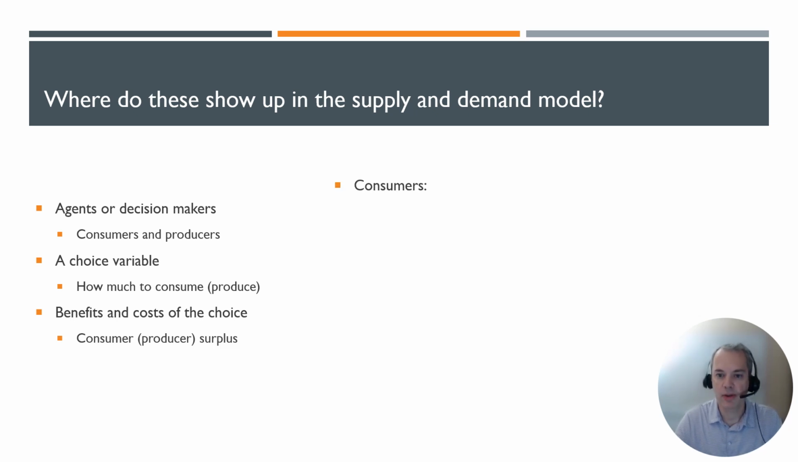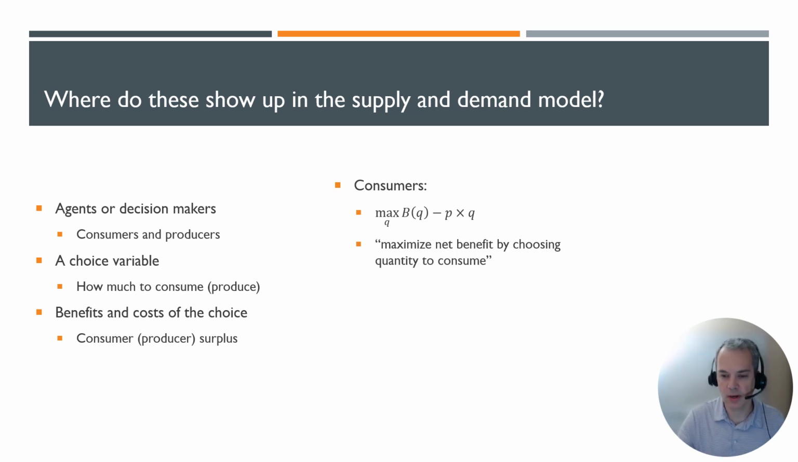So let's think about consumers in a little bit more detail. I'm going to show you how we write this model mathematically as well. So we're going to maximize by choosing quantity. That's what that max and then Q underneath it means. B of Q minus P times Q. So B is measuring our benefit, and P times Q is the amount of money the consumer has to pay to buy or consume Q units of the good. So we'll call this maximize net benefit by choosing the quantity to consume.